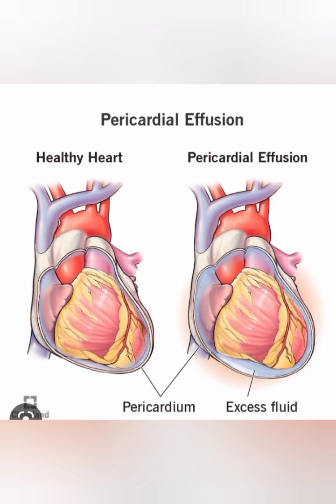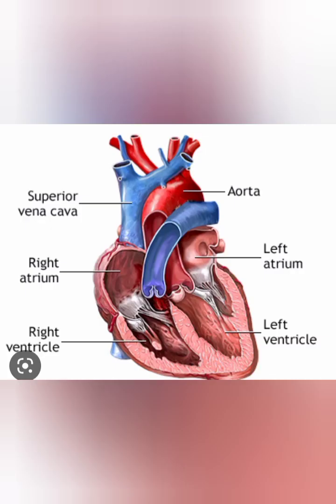Let's move to the chambers of the heart. There are 4 chambers in the heart, that is right atrium, left atrium, right ventricle, and left ventricle. The left ventricle is the most muscular and vascular area of the heart. The maximum muscle abundant chamber is the left ventricle.